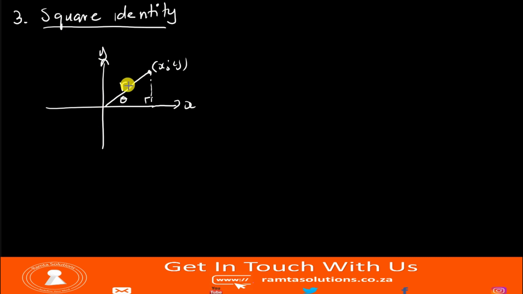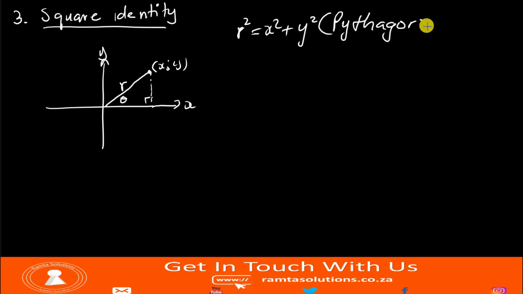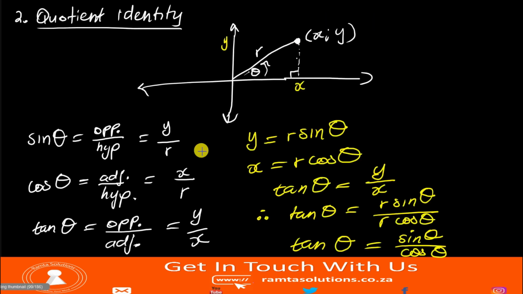Here it is, and we said this is r. Using Pythagoras' theorem, you know that r squared equals x squared plus y squared. This is Pythagoras, right? Now, what we said in the previous slide, if you recall, is y equals r sine theta, x equals r cos theta. Do you guys recall?